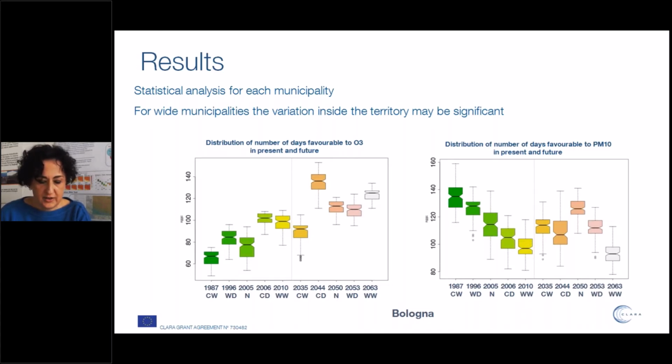In these pictures are shown the time series of box plots for all the years of present and future scenarios, starting from 1987 to 2063. From these charts, a trend is clear for ozone, while for PM10 the relation appears to be complex.